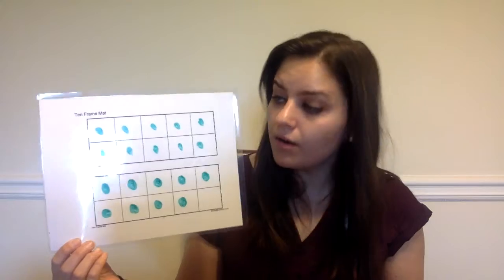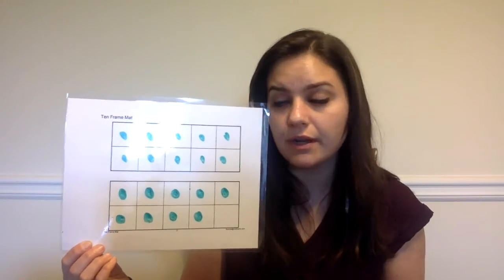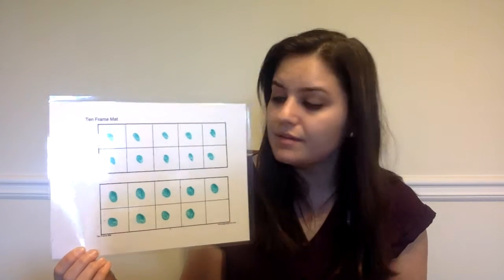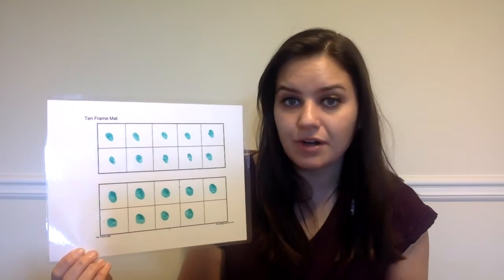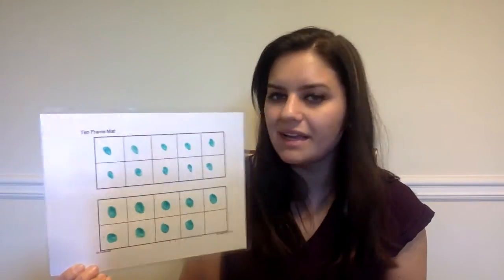Again, you can make one at home. You can use different types of counters. Maybe you could use Cheerios, Fruit Loops, Legos. If you want to draw the pictures, you can use whatever picture you want to represent those numbers with your 10 frame.